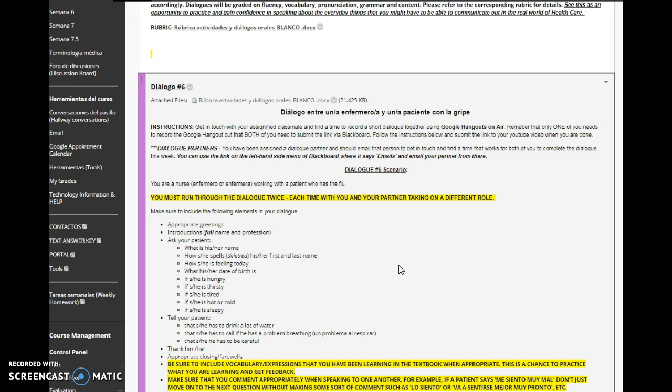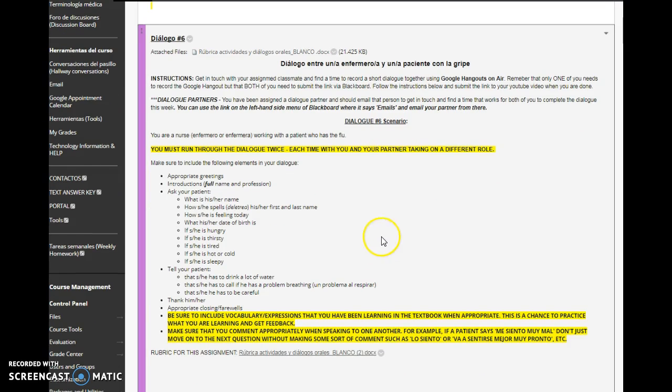This is a diálogo entre un enfermero, una enfermera, y un paciente, una paciente con la gripe. So one person is going to be the nurse who is working with a patient, the second person, who has the flu. And I forgot to mention on Diálogo 5, make sure you do these twice, okay? And you and your partner will take on a different role.